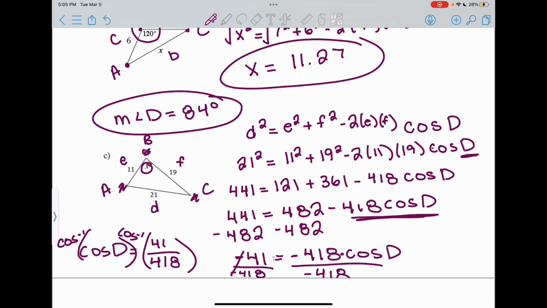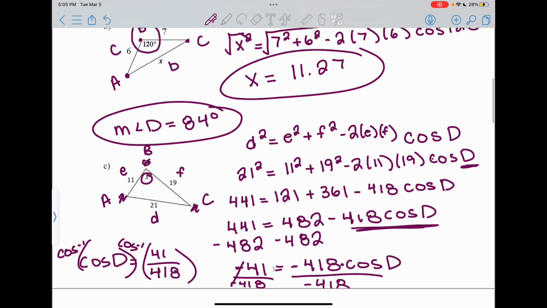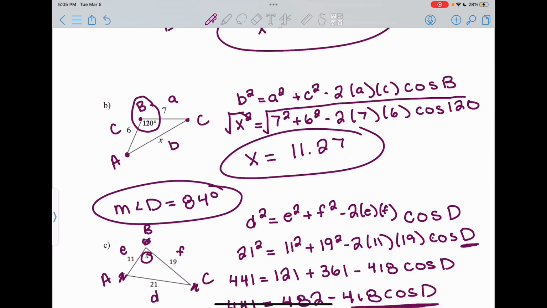So if you look at the pictures, we use law of cosines when we know all three sides and we're looking for a missing angle, or we have two sides and an angle in between them. I like to determine if I can use law of sines first because that's my favorite method, and if I don't have enough info for law of sines, then I'll regroup and use law of cosines instead.